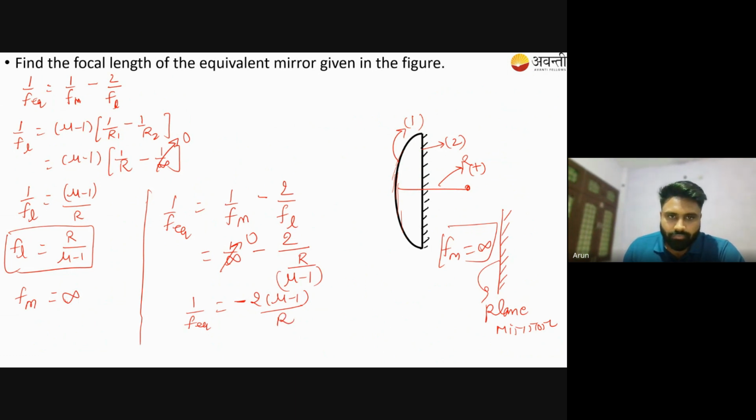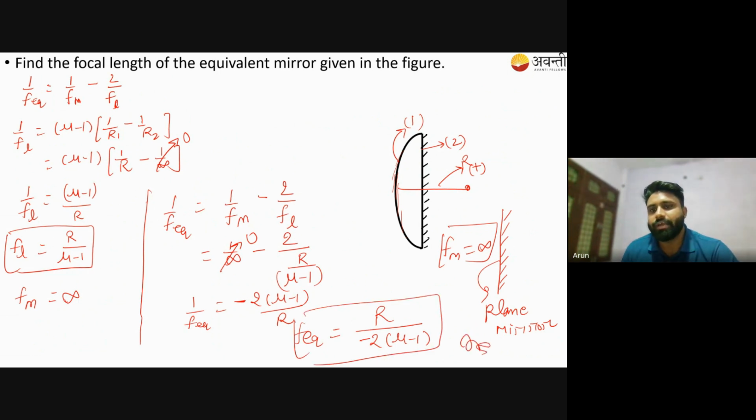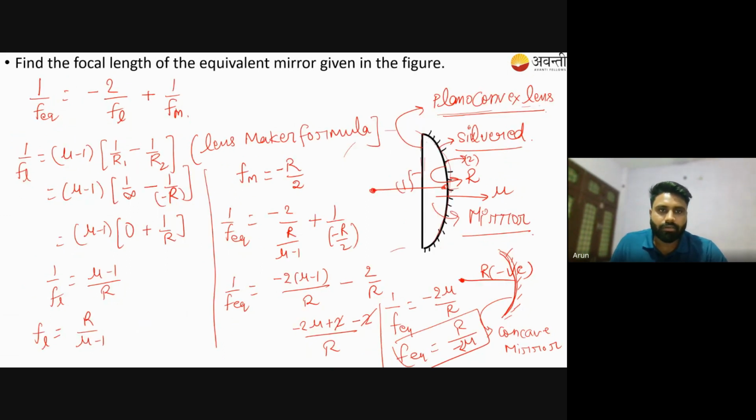Okay. So from here you can say that this F equivalent here is R over minus 2 times (mu minus 1). So that is how you are going to calculate the equivalent focus of a lens when one of the surfaces is silvered. Okay, got it? You can also remember it.